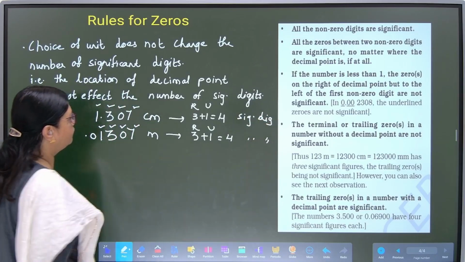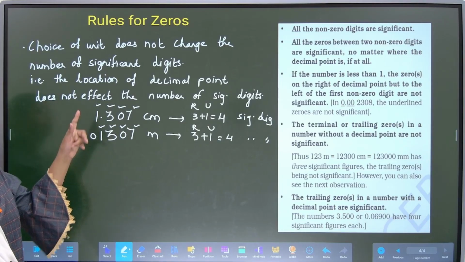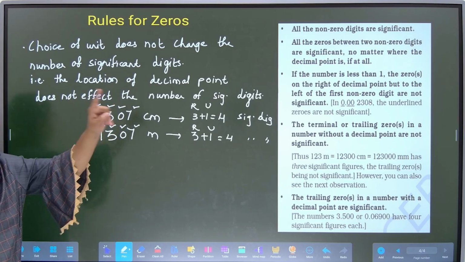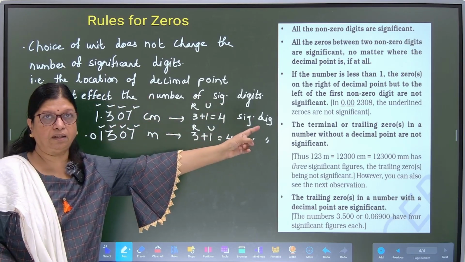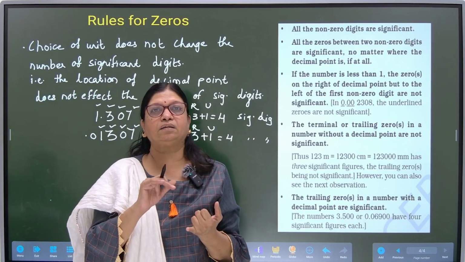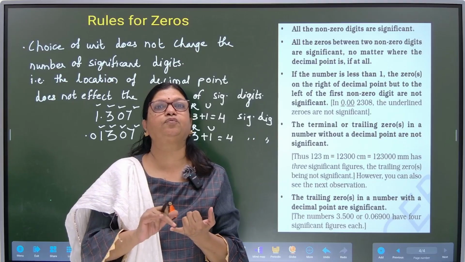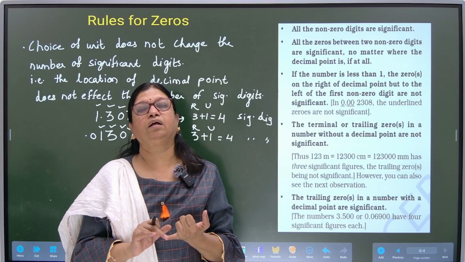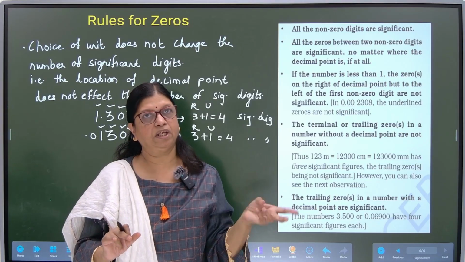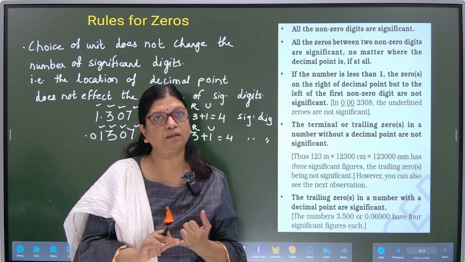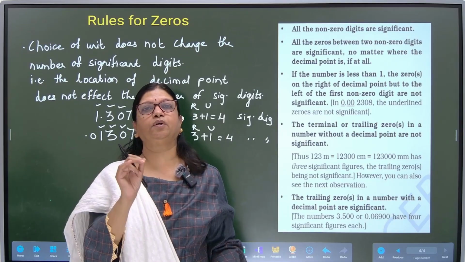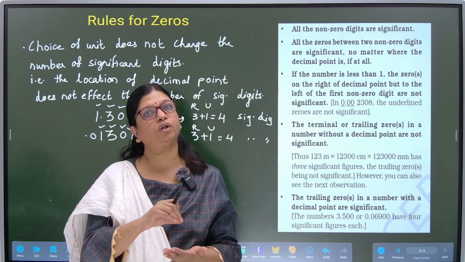Same here. Fine. So here, though the location of the decimal point has changed, it will not affect the number of significant digits. So two things you have to remember: the unit of the measurement does not affect the number of significant figures. Second, the place of the decimal point does not affect the number of significant figures or digits.